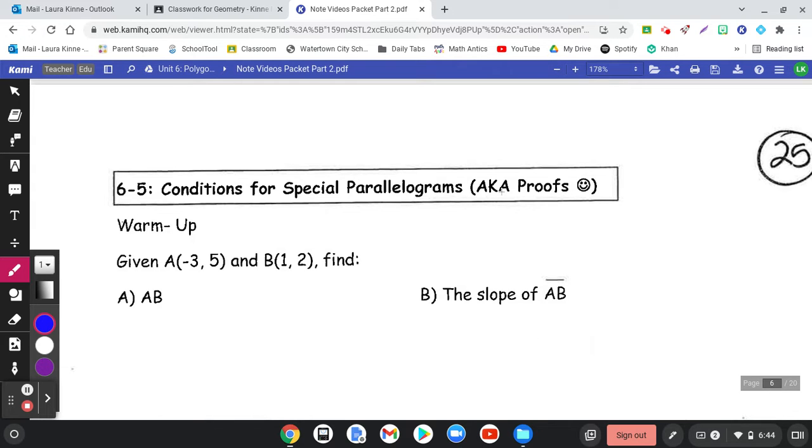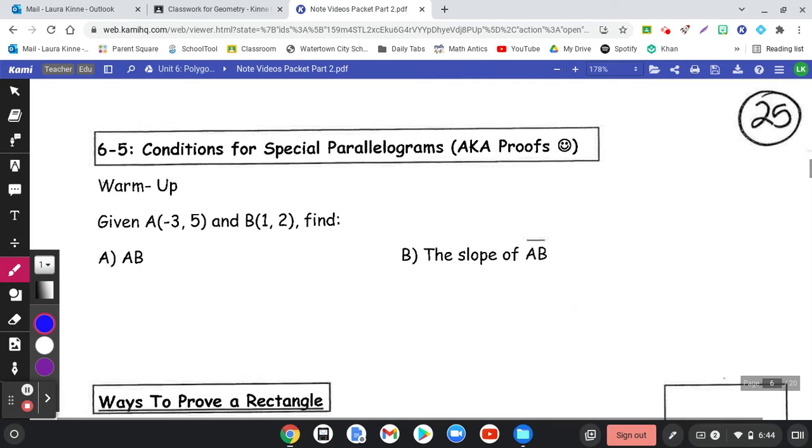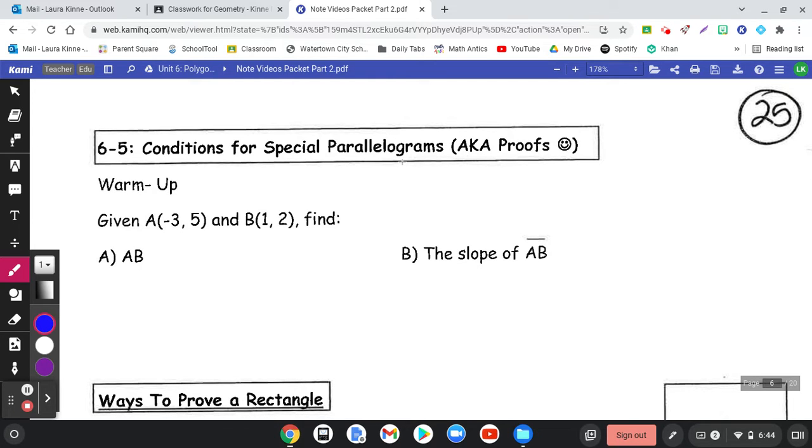If you are at home for any reason and you need a copy, I can put one in the purple bin out front. All right, so conditions for special parallelograms, aka proofs, because again, these don't look like our typical proofs we were working with before. So give this warm up a try.